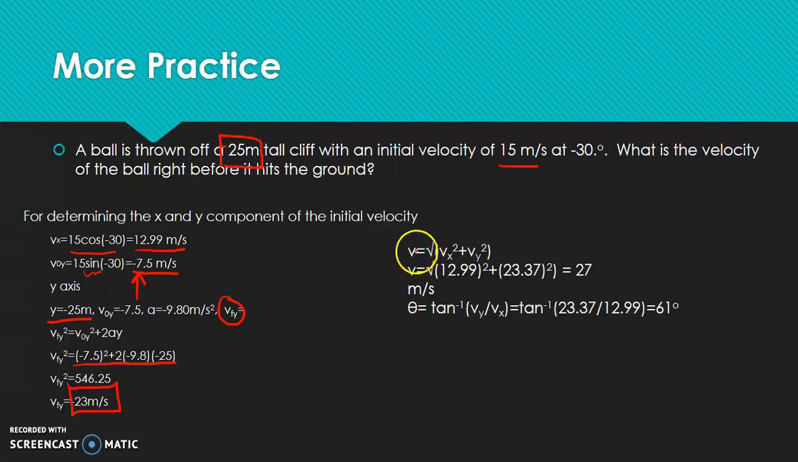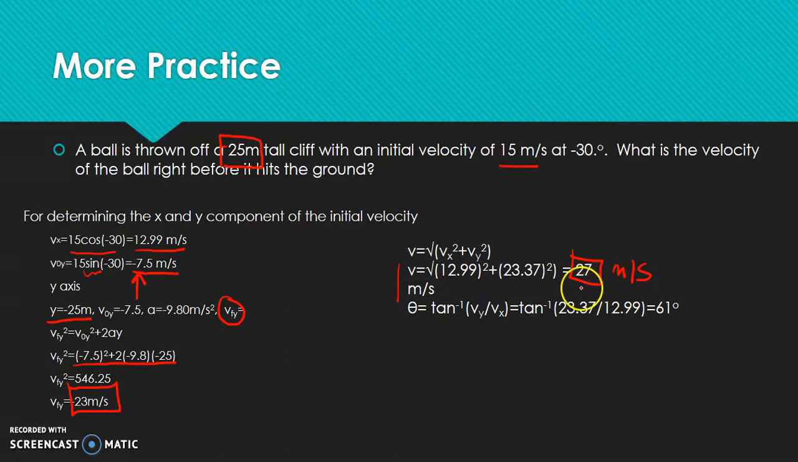Next, we take what we have of those components, a squared plus b squared equals c squared, to solve for the one that we don't know, which is the magnitude or the resultant. If we take the square root of the sum of the squares of the two sides that we know, we should get 27 meters per second.